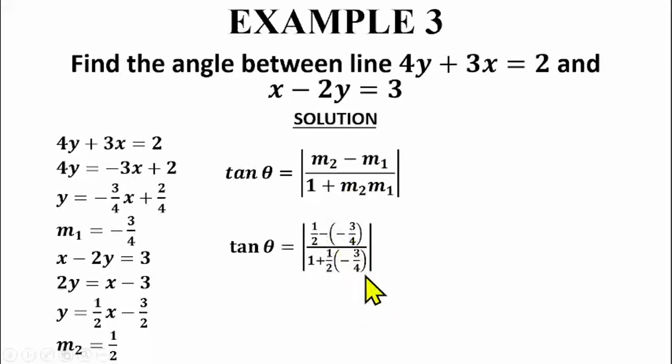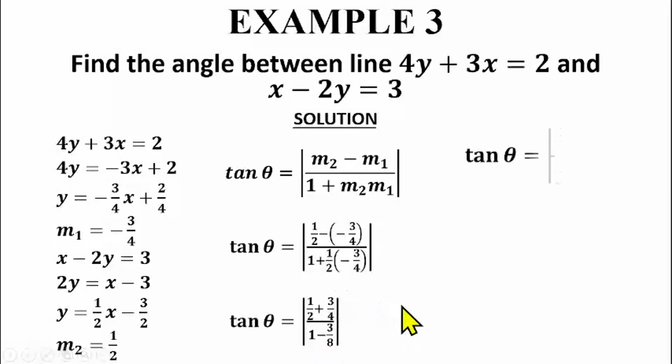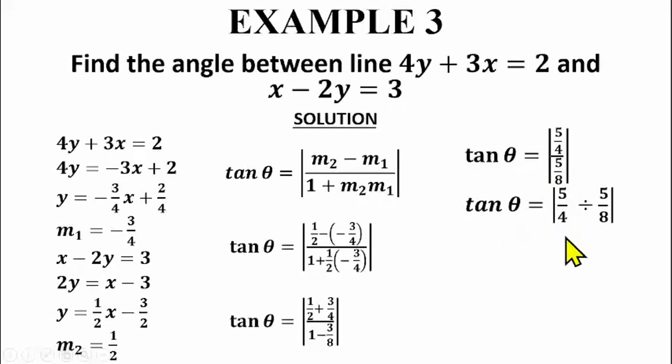Minus will give us plus, then open this bracket as well. So if you do that, we have 1 over 2 plus 3 over 4 here, over, if you open this bracket, you'll be having 1 times 3, that gives us 3, 2 times 4 gives us 8. So we're having plus times minus will give us a minus. So you can find the LCM by simplifying this, and you can also find the LCM by simplifying this as well. So if you simplify this by finding the LCM, that will give us 5 over 4. Then divided by, if you simplify this one also by finding the LCM, that will give us 5 over 8. So this can be written as tan theta equals the absolute value of 5 over 4.